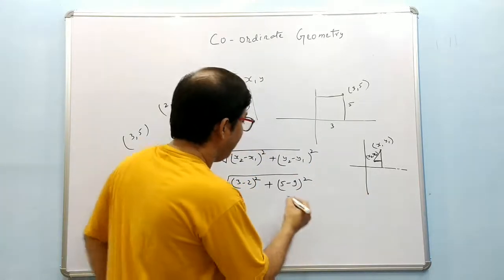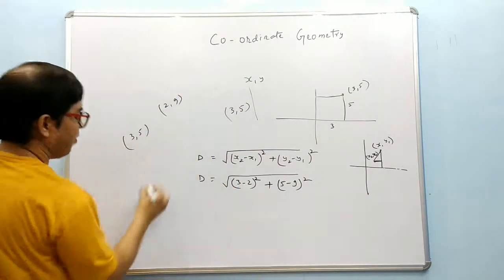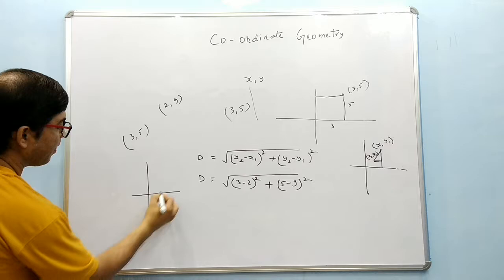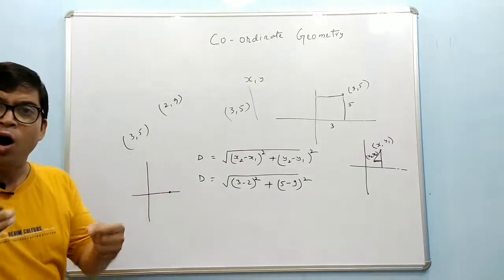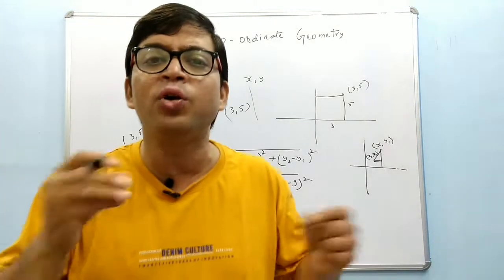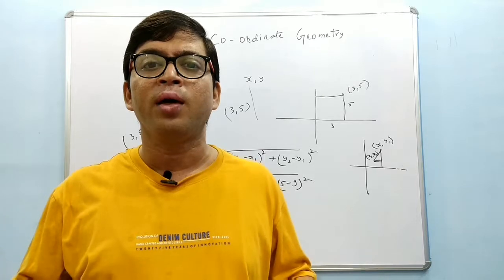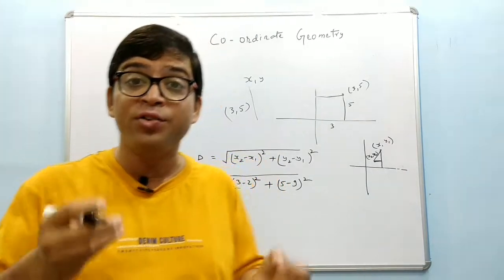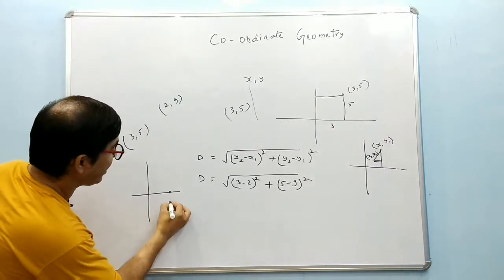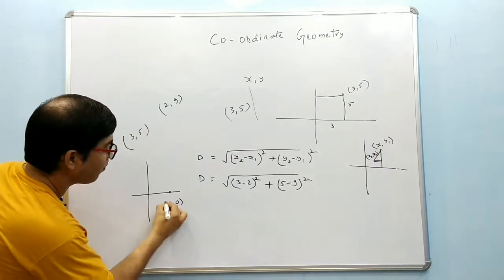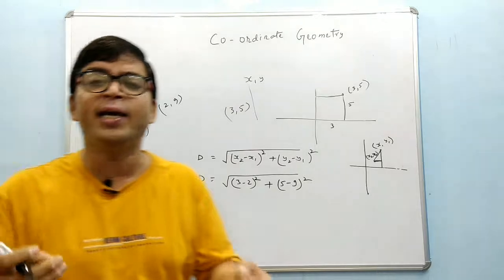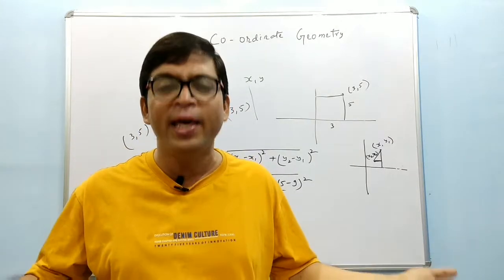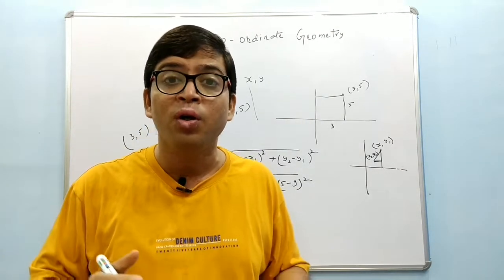Any point lying on the x-axis will always have y coordinate equal to 0. So if somebody says a point is lying on the x-axis, what will you take? You will take it as (a, 0). You can take it as (k, 0), any variable comma 0.